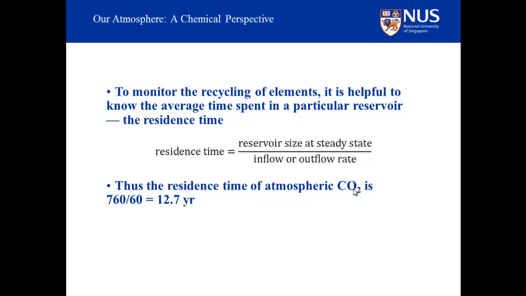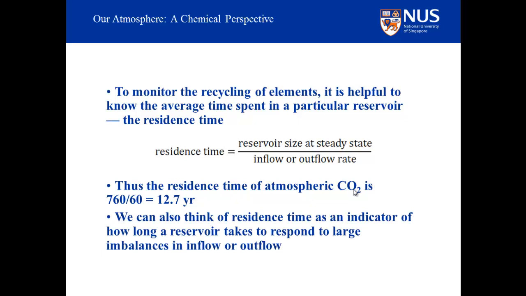We can determine the residence time of the atmospheric carbon reservoir from the size of that reservoir, which is 760 gigatons of carbon, and from the rate of respiration and decomposition, i.e. the inflow rate, or the rate of photosynthesis, i.e. the outflow rate, both of which are given as 60 gigatons of carbon per year. Thus, if we assume steady state, the residence time of carbon in the atmosphere with respect to these processes is 760 divided by 60, which is equal to 12.7 years. This means that carbon in the atmosphere is replenished about once per decade.